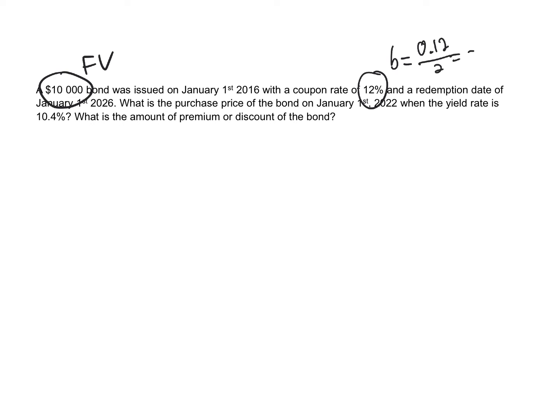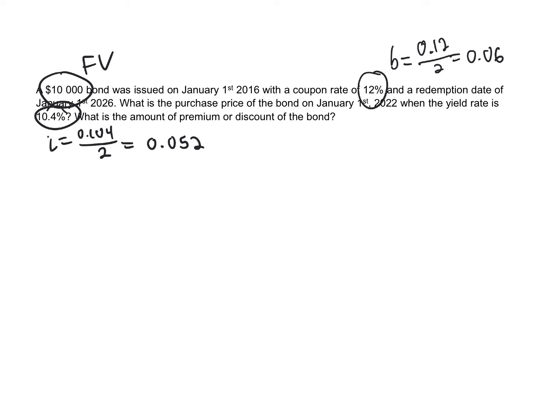We need to divide it by 2. We have our yield rate. This will give us our I. Again, divide by 2 for semi-annual. And then we have to look at the dates. The dates will give us our N.